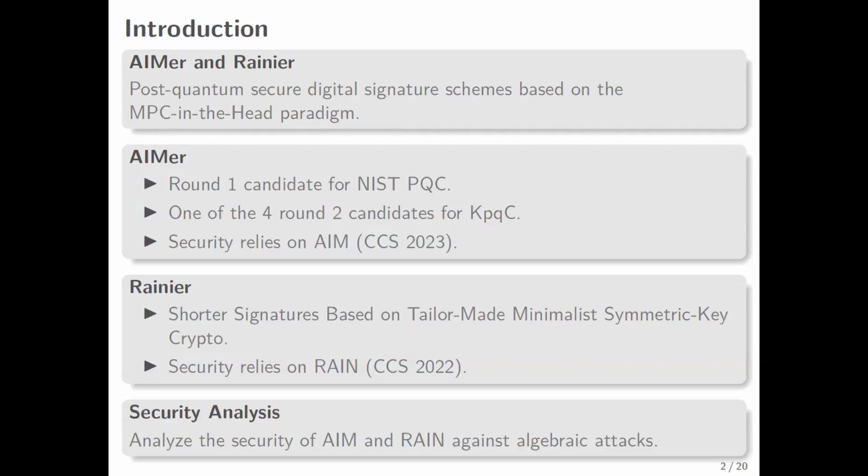An important thing about the designs that are based on MPC in the head is that their security mainly relies on the security of the hard problem that is the building block of those signatures. So in the case of AIMer, the security relies on the security of the one-way function AIM. And in the case of Rainier, it relies on the security of the block cipher Rain. And I'm going to talk about the algebraic analysis of AIM and Rain in the rest of my talk.